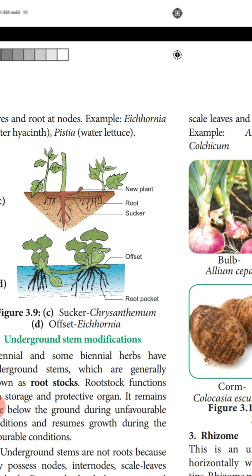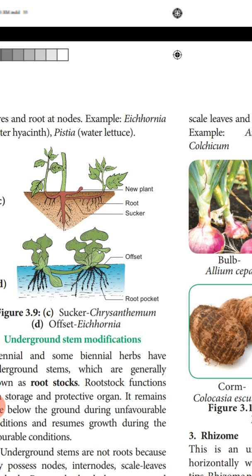Figure 3.9c, you can see sucker, chrysanthemum. Chrysanthemum is the samanthi. So here you can find the main stem, and from that, the lateral branches. The lateral branches first grow obliquely below the soil, then they come up.